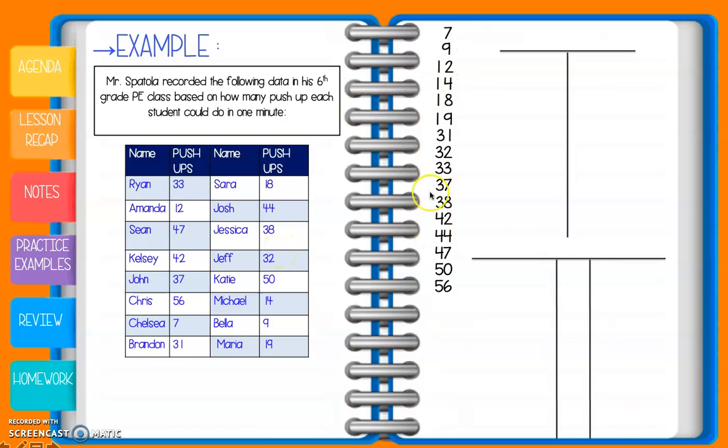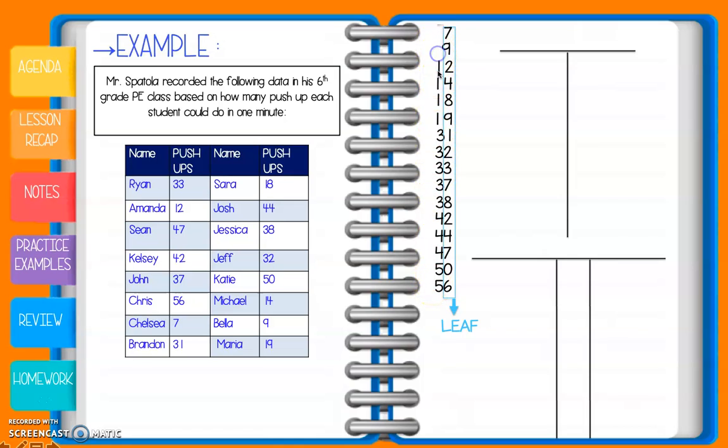Okay. And so we've ordered our data from least to greatest, and we've done that vertically so that we can look at our place values. And I see that the smallest place value that we have is our ones place, okay? Our smallest place value is this column, our ones place. So all of those numbers are going to be our leaves, okay? Now, everything else is going to be our stem.